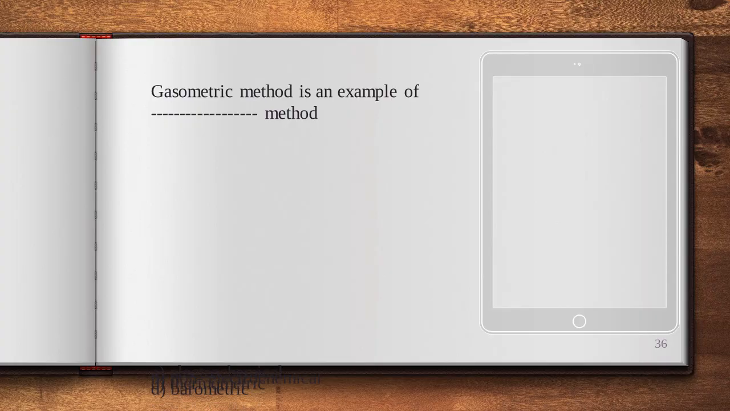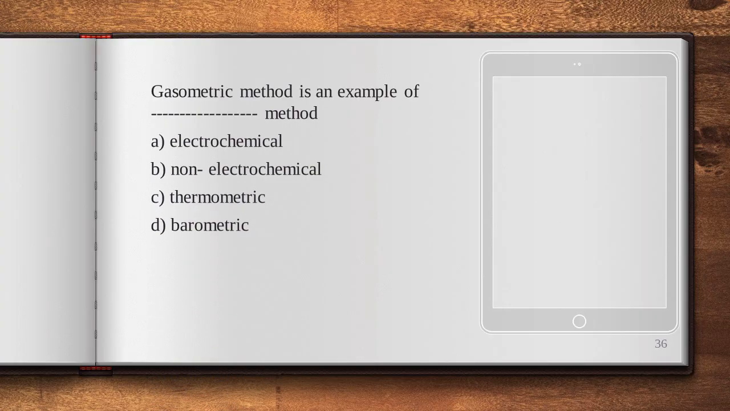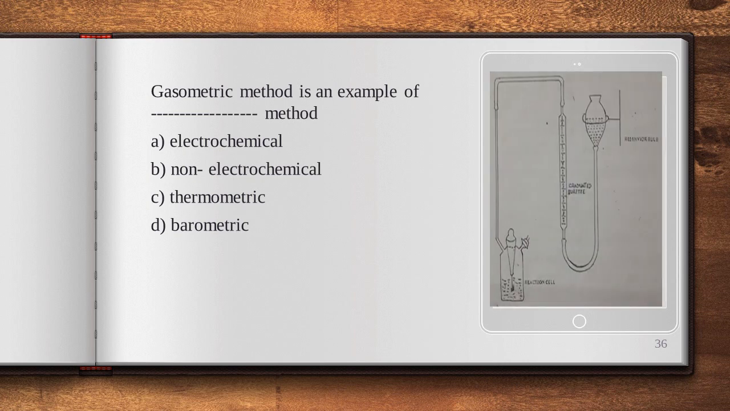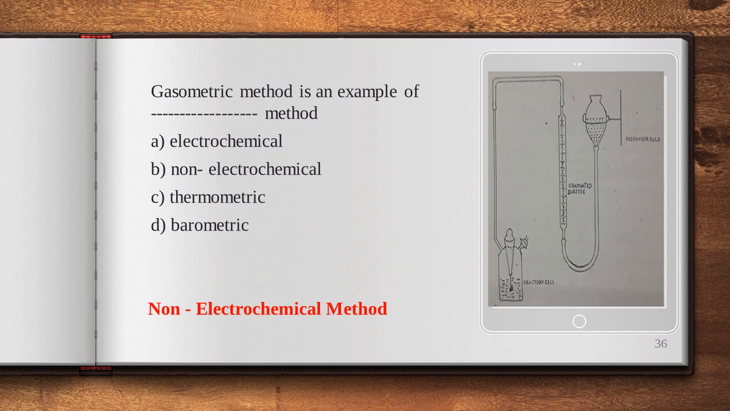Gasometric method is an example of dash method. Electrochemical method, non-electrochemical method, thermometric or barometric method. From the experimental setup that we have seen, it is found that it does not involve any electrical connection for the experiment. So therefore, gasometric method is an example of non-electrochemical method.